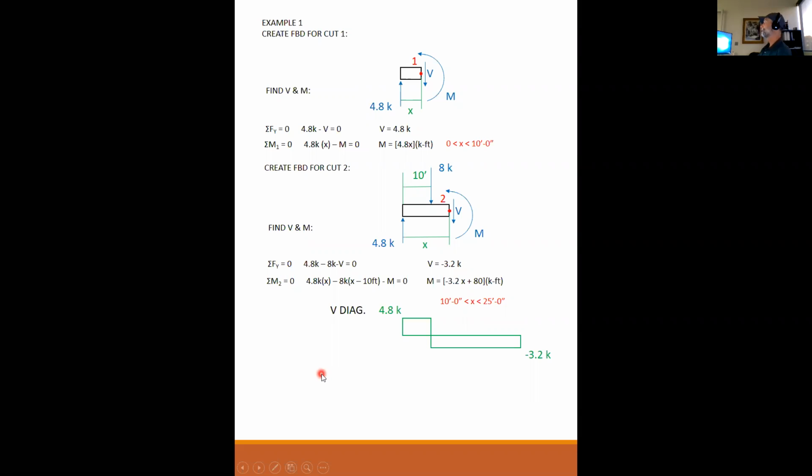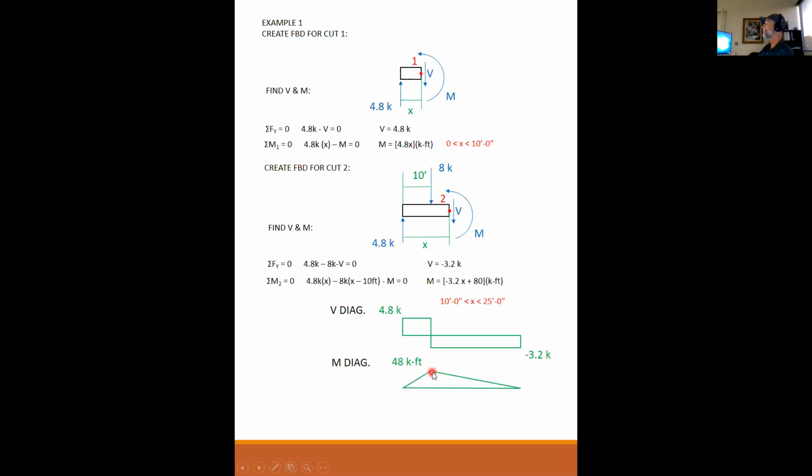Okay, so now we can draw the shear diagram. Between 0 and 10 feet, the shear is 4.8 kips. So there's 4.8 kips, and it is constant between 0 and 10 feet. From 10 to 25 feet, the shear is minus 3.2 kips, constant. So we draw it at minus 3.2 kips, constant. Any questions on the shear diagram? Okay, moment diagram.